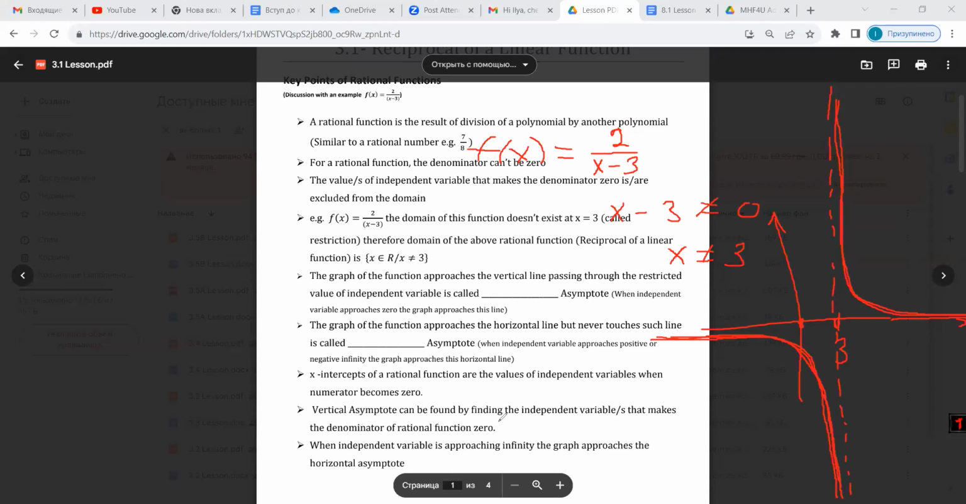A vertical asymptote can be found by finding the independent variable that makes the denominator of a rational function 0. One more time. A vertical asymptote can be found by finding the independent variable that makes the denominator of a rational function 0. In our example, we make the denominator x minus 3 equal to 0. In our particular case, it's x equals 3.